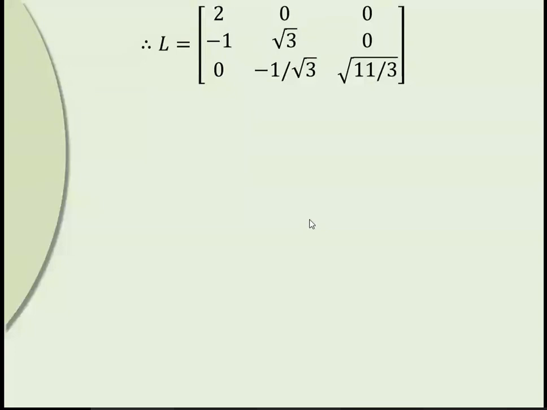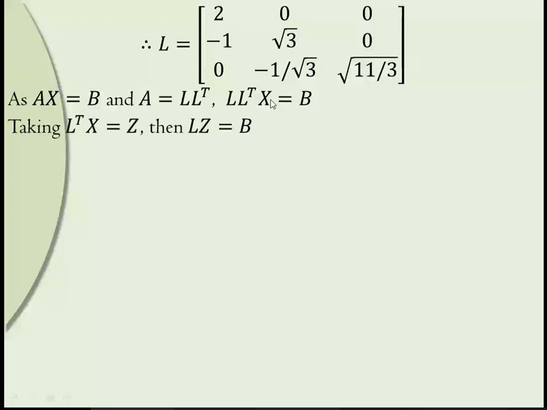Now we have assumed that A equals L into L transpose. So put this value of A into AX equal to B. So what happened? It becomes L into L transpose into X equal to B. Now take L transpose into X as Z. If you put this value over here, then we get L into Z equal to B.